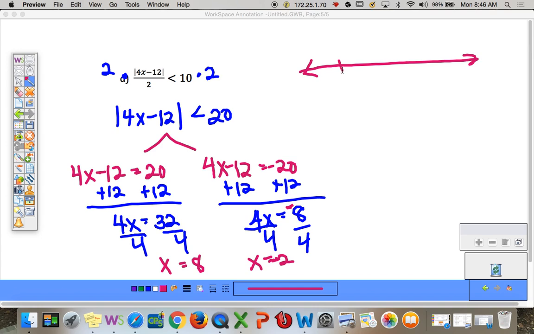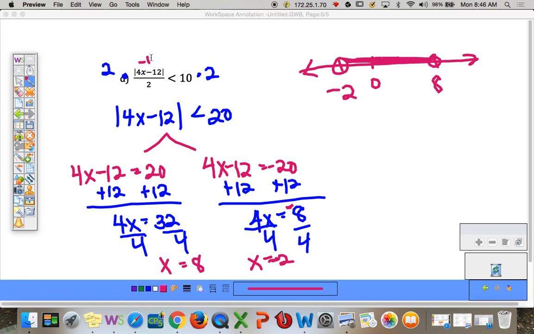So if we were to graph it, here's a negative 2, open dot here because of no equal sign, and 8, there'd be an open dot. And we'll shade everything between. Let's check an answer. 0 is somewhere in between here. Actually, 0 would be closer to the negative 2. So here's 0. Let's plug in and make sure it works.